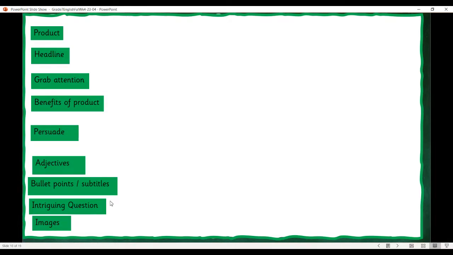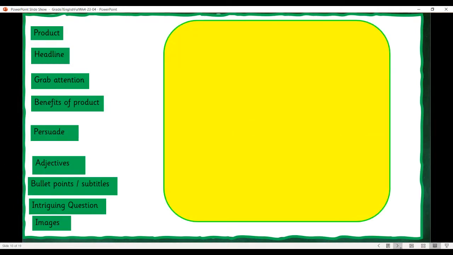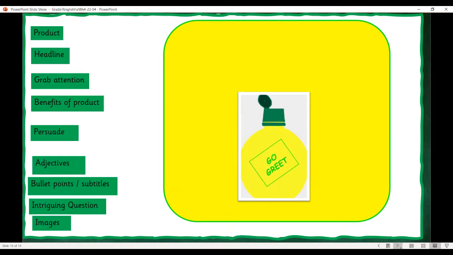Okay, so now I'm going to start creating my advert, because like I said to you guys, I'm actually going to do one so that you can see how we go about it. Next I have decided, okay, this is the color scheme I want to go with. This is the image I want to go with. There is my product's name.